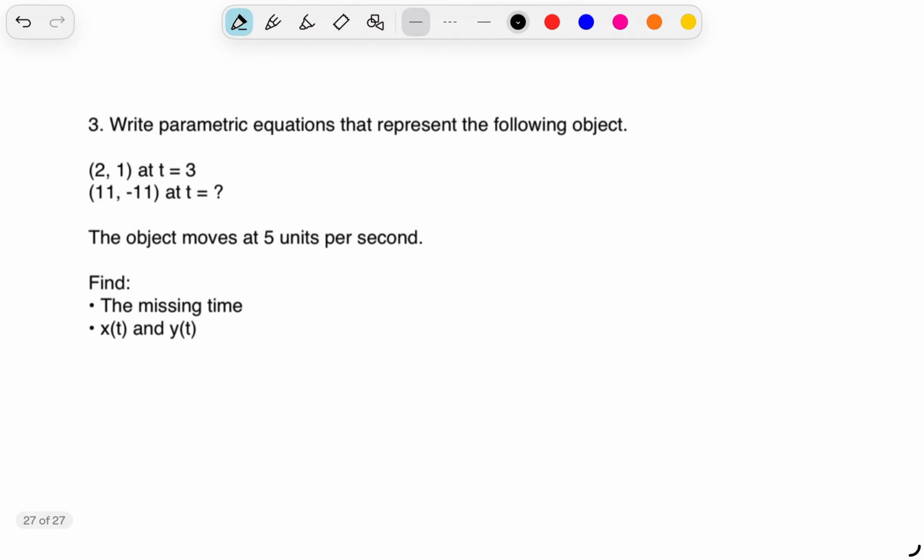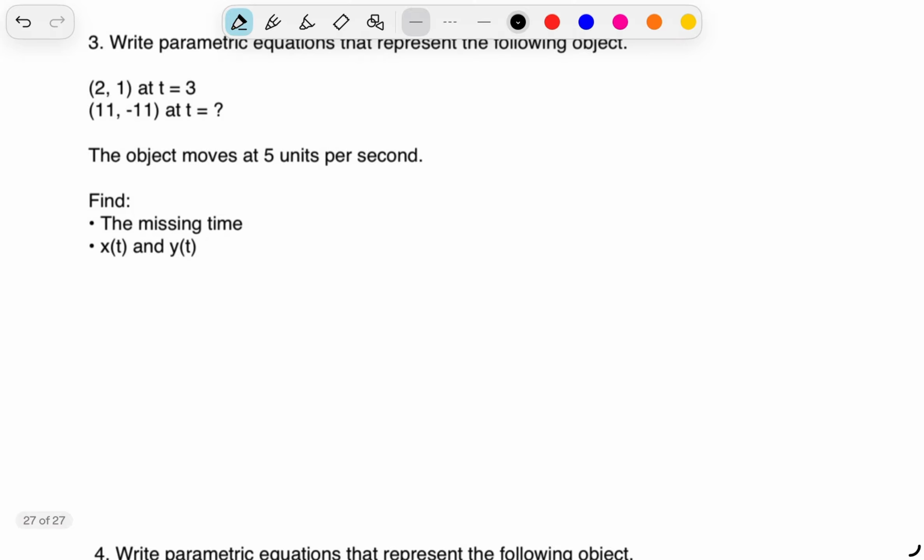So what about this? Write a parametric equation that represents the following points: 2, 1 at t is equal to 3, and 11, negative 11 at t is equal to something. So the object is going to move 5 units per second. And we're first going to start off with finding the missing time because we don't know what that time is.